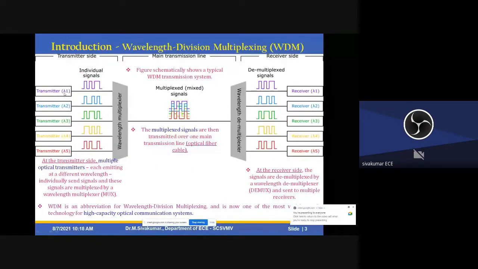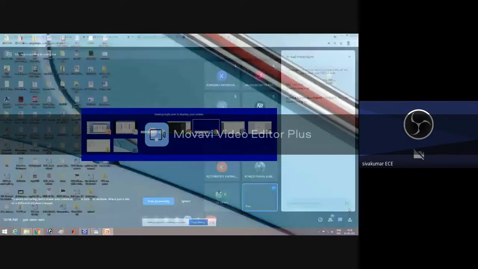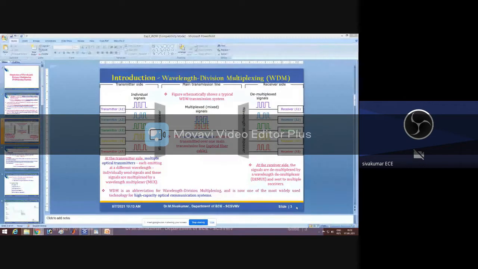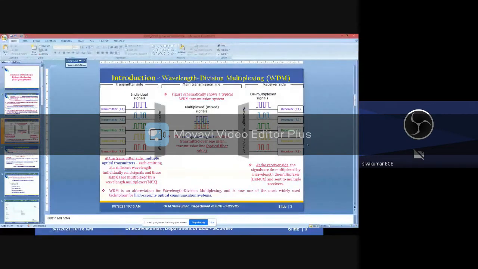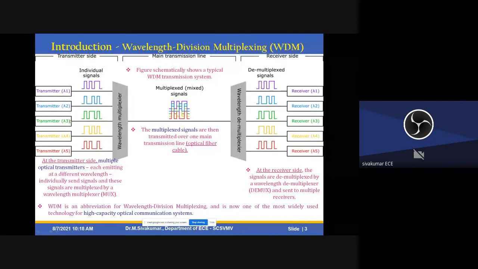Okay, here, this is the transmitter. Lambda 1 and lambda 2. Here it's a transmitter: lambda 1, lambda 2, lambda 3, lambda 4, lambda 5. It denotes your CW laser. This is a laser source. It gives the individual signals.